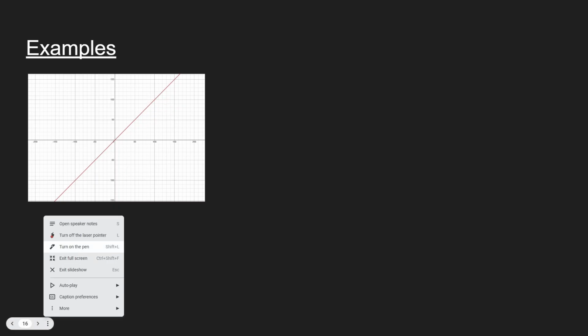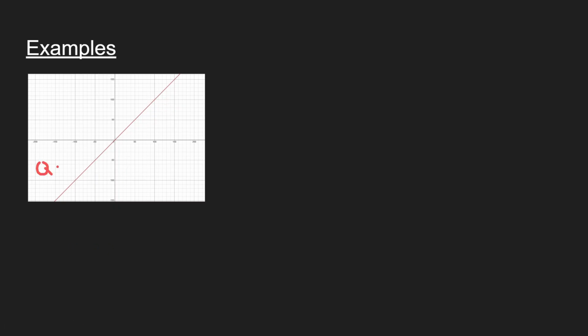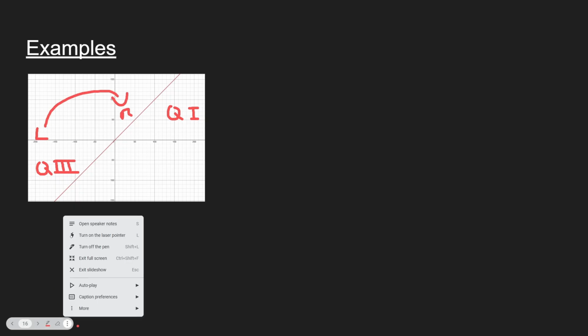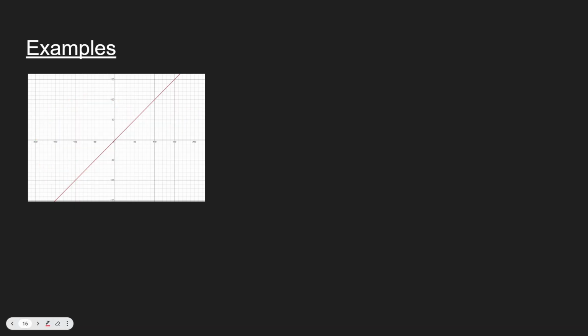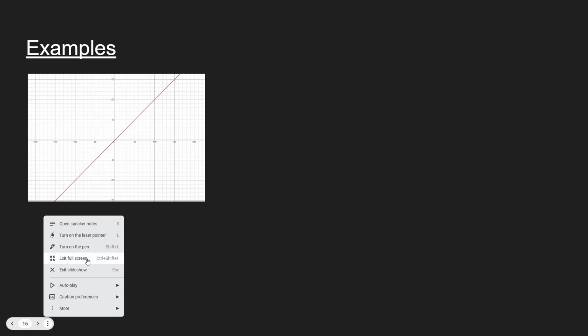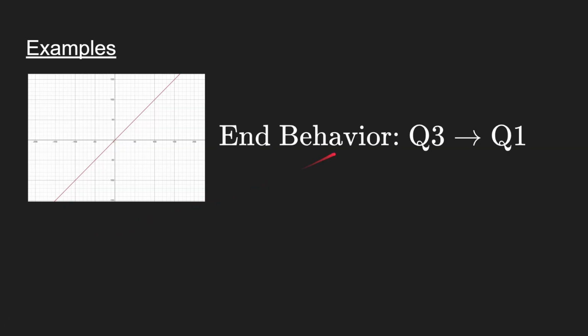So let me actually get my pen over here. So it goes from quadrant 3 to quadrant 1. Notice how we're reading it from left to right. That's what we want to be doing. So let me clear this out now. Let me turn this off and get my laser pointer back on. So that would be reading as quadrant 3 to quadrant 1. It extends all the way down to quadrant 3 as it approaches negative infinity, and it goes to quadrant 1 as it approaches positive infinity.